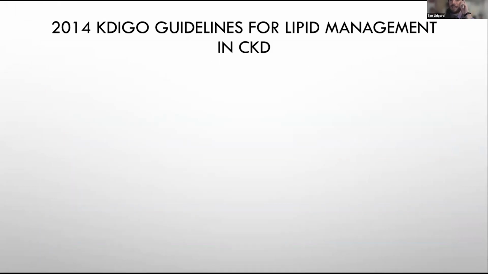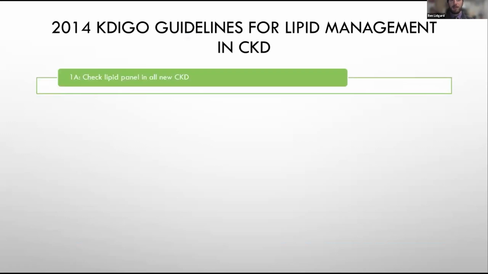So in light of all these findings, KDIGO published a clinical practice guideline in 2014 and specifically addressed the question of lipid management in patients with CKD. These were largely influenced by SHARP, being the largest statin trial in CKD. And first, they recommend checking a lipid panel in all patients with new CKD. And this is less so we actually have something to follow, and more so that we can refer out to a lipid clinic or a lipid specialist if the numbers are really, really bad. So for LDL cholesterol of greater than 190 or triglycerides over 1,000, they do recommend referring to a subspecialty.